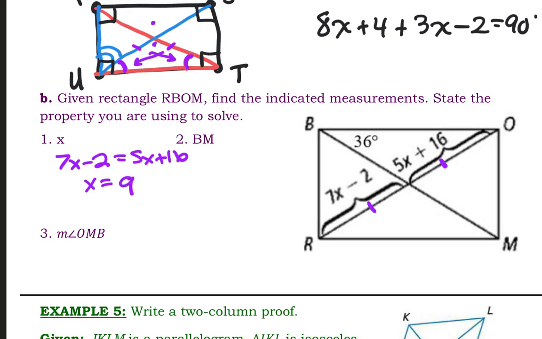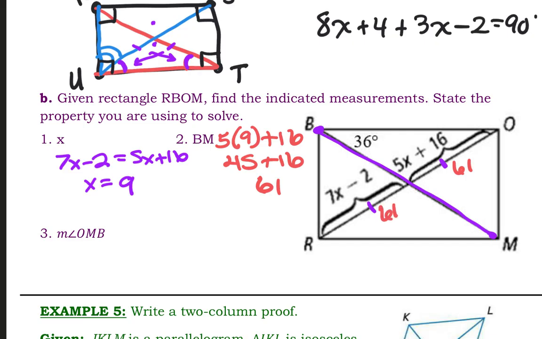All right, so if x is 9, what's your length from B all the way to M? What would we have to do? We'd have to plug in 9 where? Into one of them, right? Does it matter which one? No. Okay. So that's 45 plus 16. What's 45 plus 16? 61. So that means these are all 61.